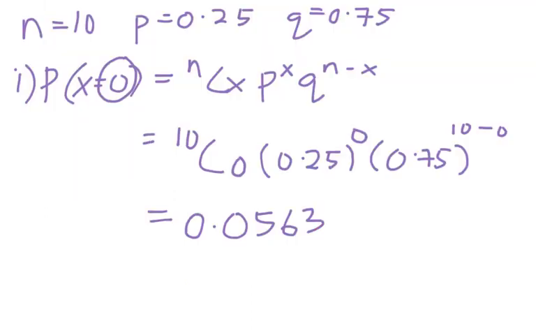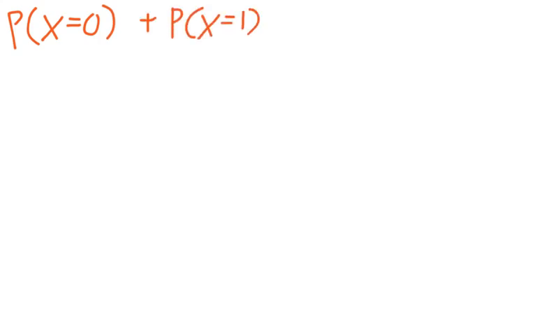So let us go to the second page. What we are doing is the probability of x equals 0 plus the probability of x equals 1. For the first one, P(x equals 0), apply the formula, plus P(x equals 1), also apply the formula. So meaning that in the first one, our x is 0.